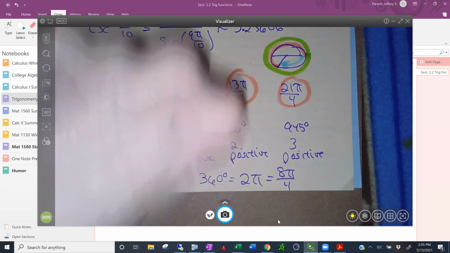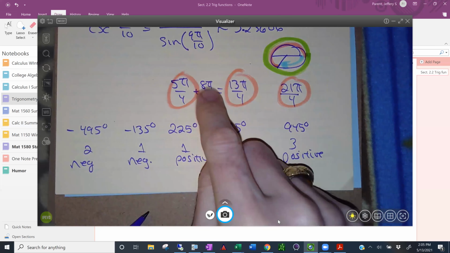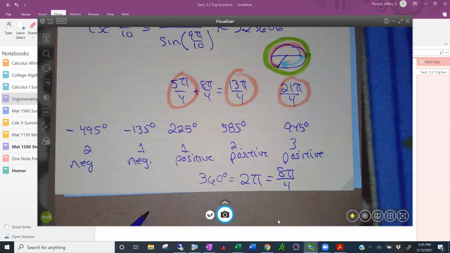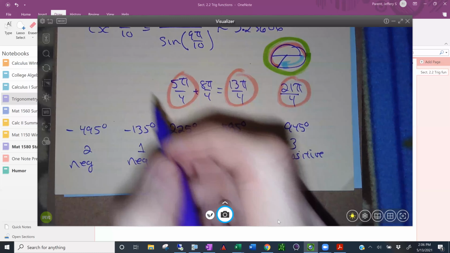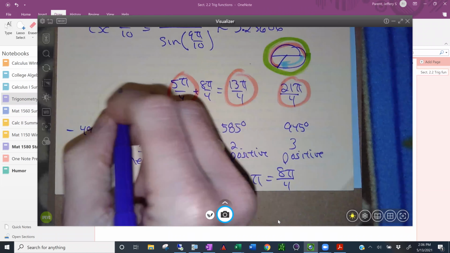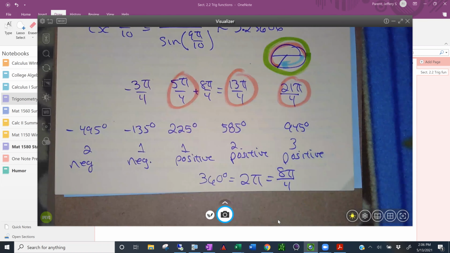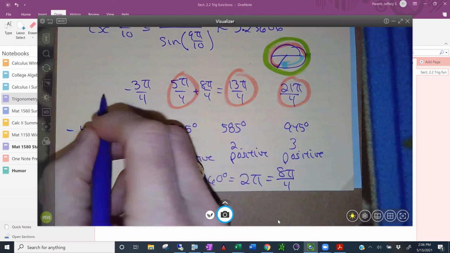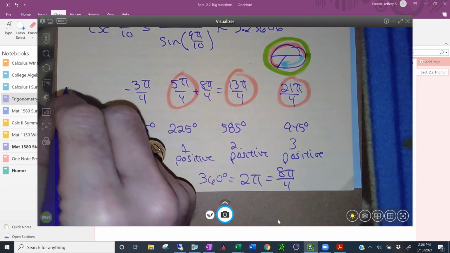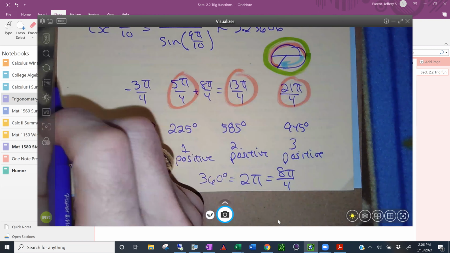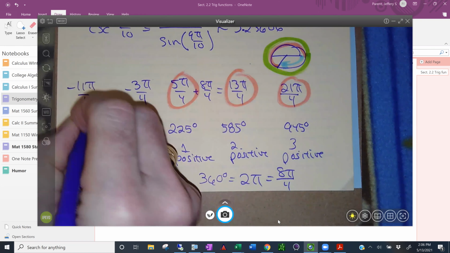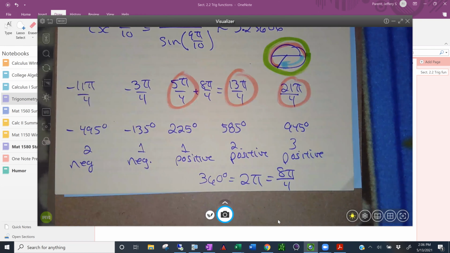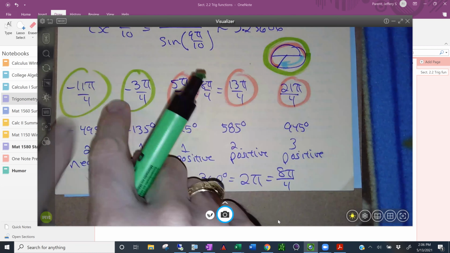Now I've got to go the other way. So instead of adding 8 pi over 4, what do you think I'll do to get this next one? Minus. So that gives me negative 3 pi over 4, because 5 minus 8 gives me negative 3. And then I have to do it again. Negative 3 minus 8 gives me negative 11 pi over 4. These are the 5 answers that you'd have to type in.